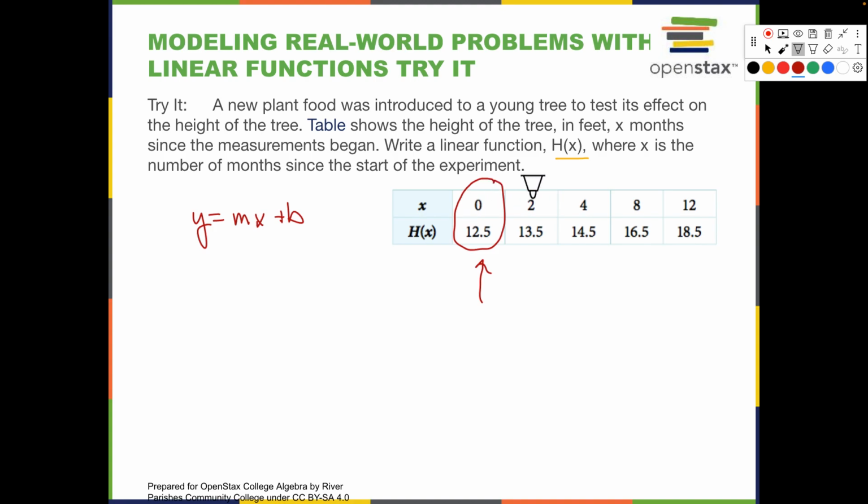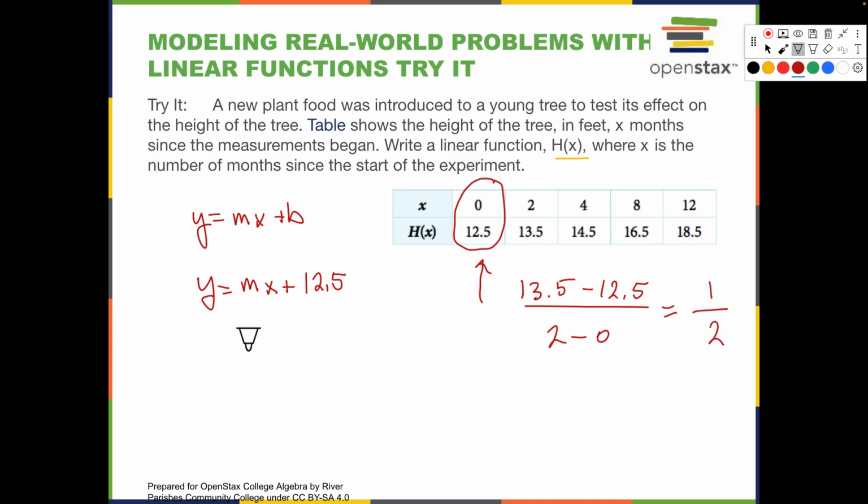And then we could use the next one to find the slope. They gave us the y-intercept, so I'm just going to write it down. Y equals mx plus 12.5, because they gave us that. Now we could use the next one to find what the slope is, what the m is, and we're done. So again, you would subtract the y's: 13.5 minus 12.5. And on the bottom, we've got 2 minus 0. So it looks like we get 1 over 2. And so our equation would simply be y equals 1/2 x plus 12.5.